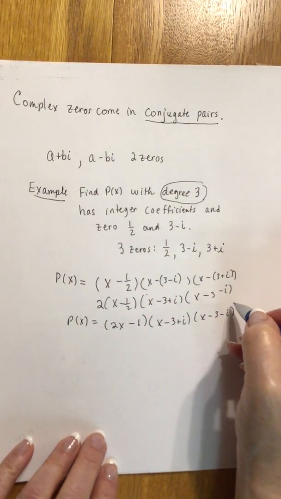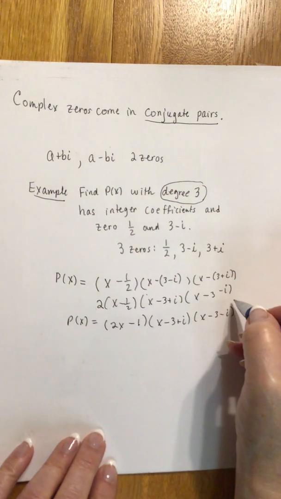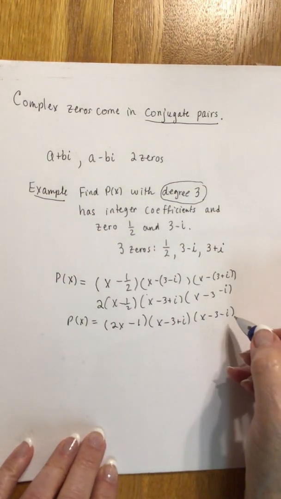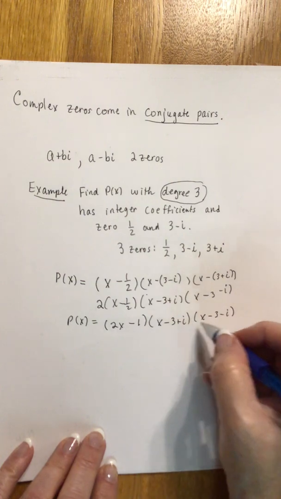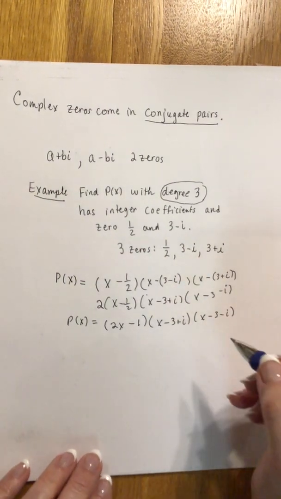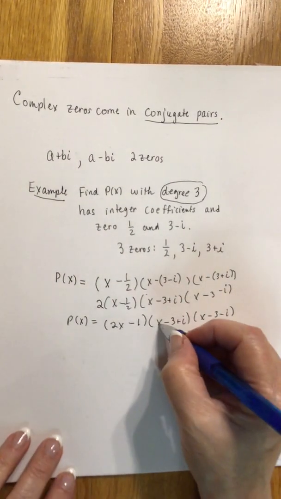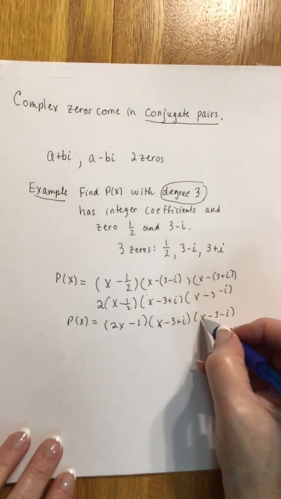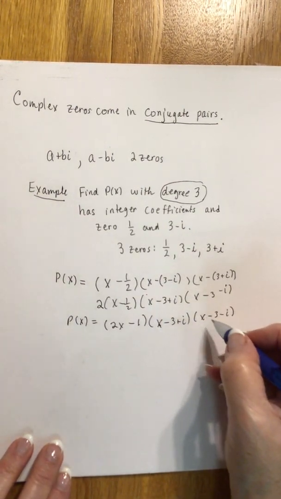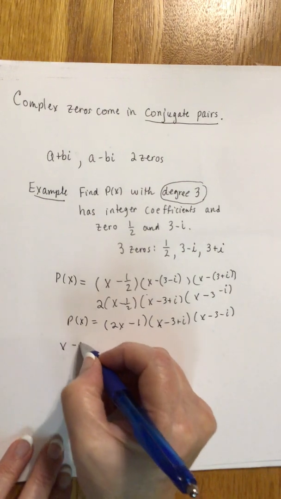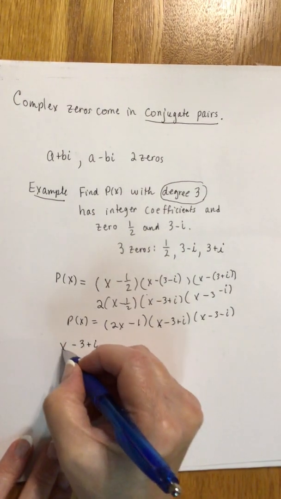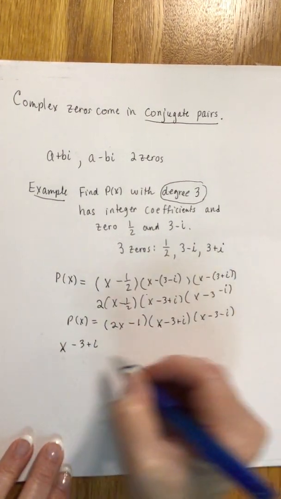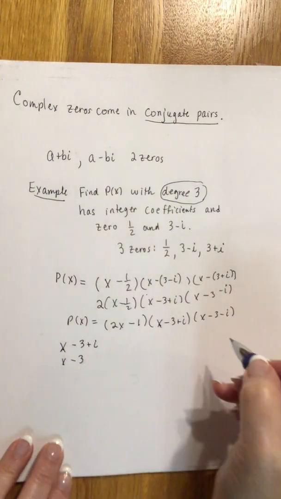But we want to go ahead and multiply that out. So when we multiply it out, we're going to take 2 of them together first. To multiply 2 trinomials, it could be really long, or you could do the vertical method where it's a little bit more organized. So I'm going to have x minus 3 plus i times x minus 3 minus i.